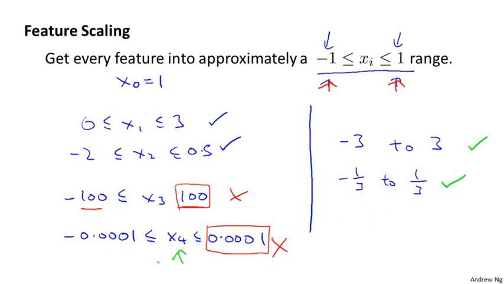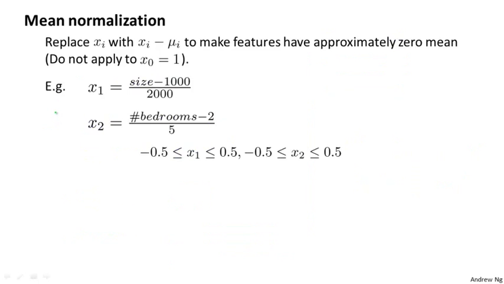So the take-home message is, don't worry if your features are not exactly on the same scale or exactly in the same range of values, but so long as they're all close enough to this, gradient descent should work okay. In addition to dividing by the maximum value, when performing feature scaling, sometimes people will also do what's called mean normalization.